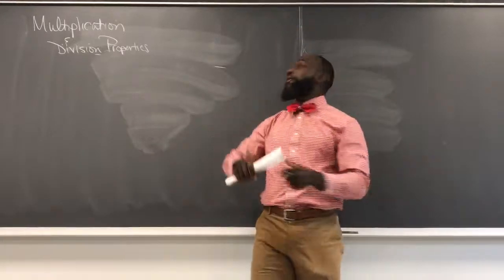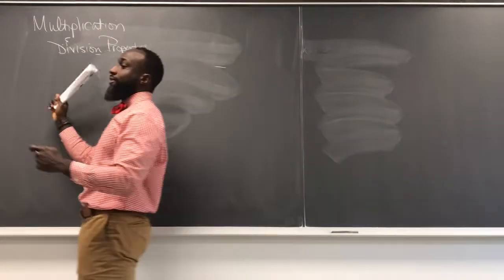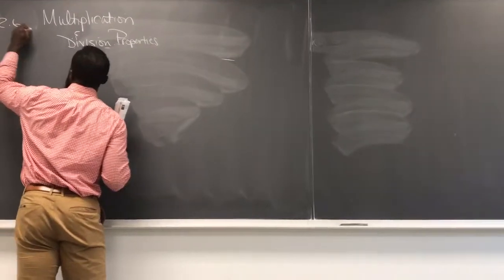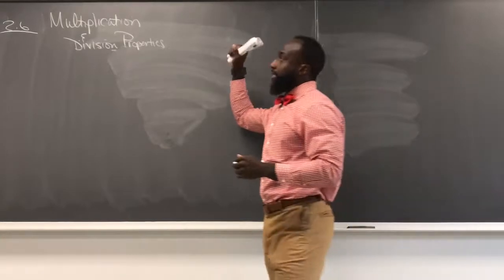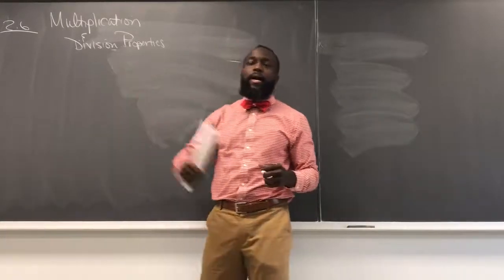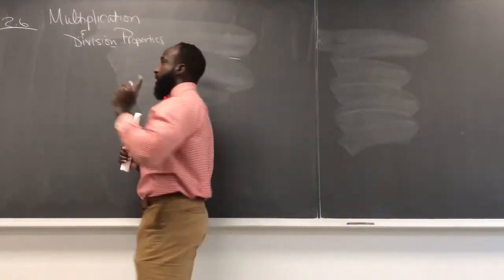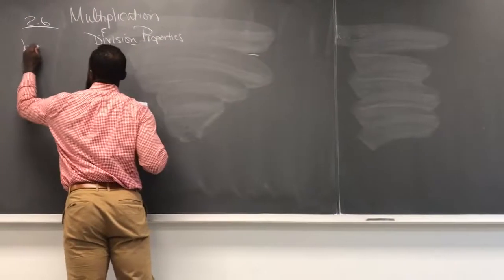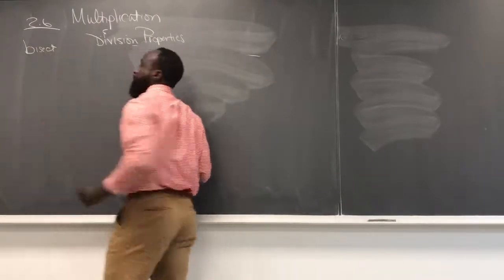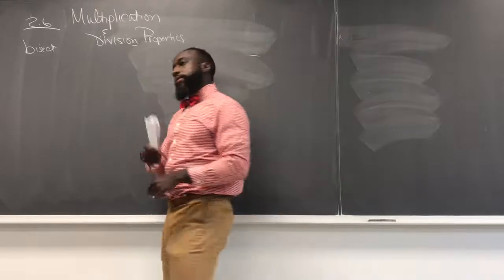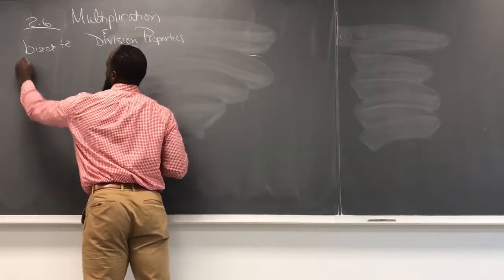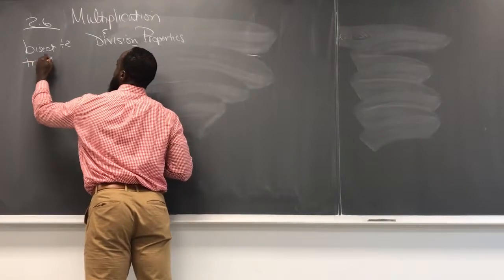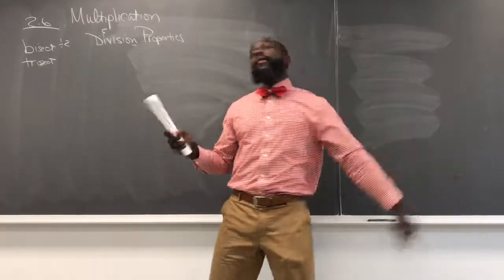Today we're going to talk about multiplication and division properties. Alright, proofs 2.6. With multiplication and division properties, what we're thinking about is three key terms. That is bisect. What's bisect mean? Dividing into two equal parts. Divide by two, right. That's trisect. What's that mean? Divide by three.